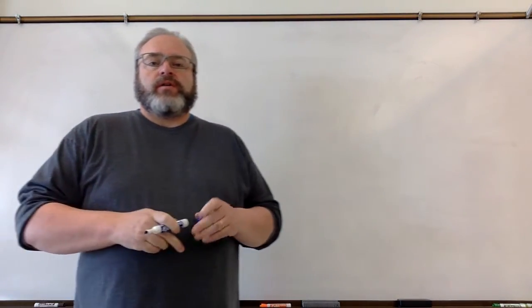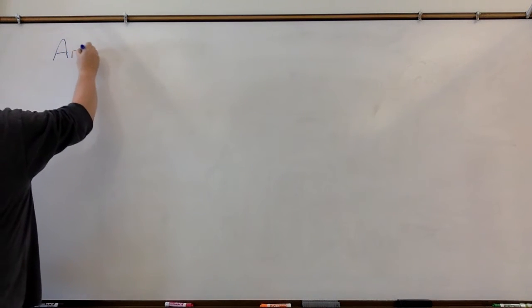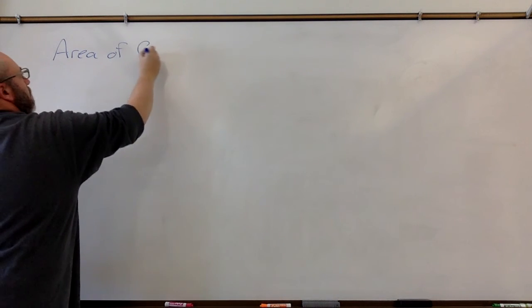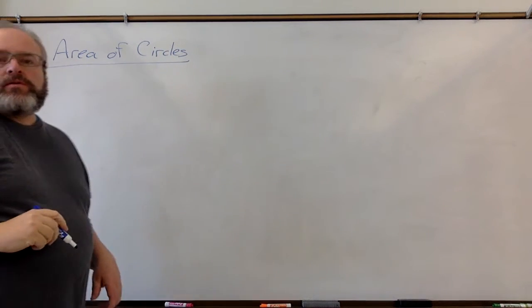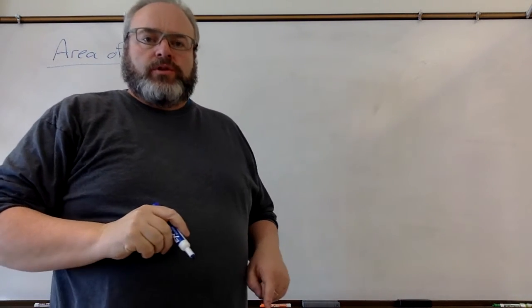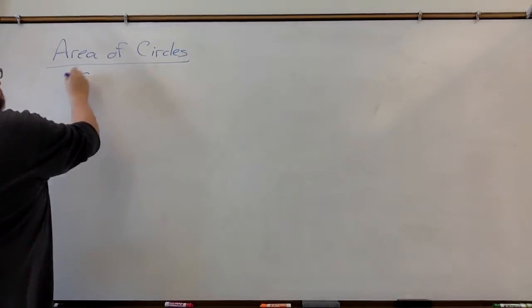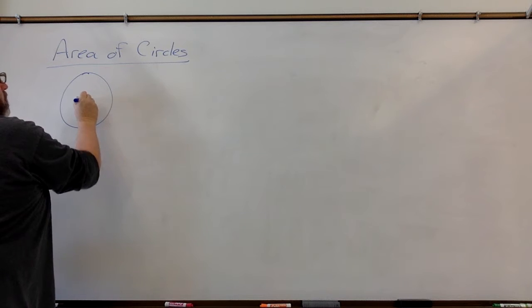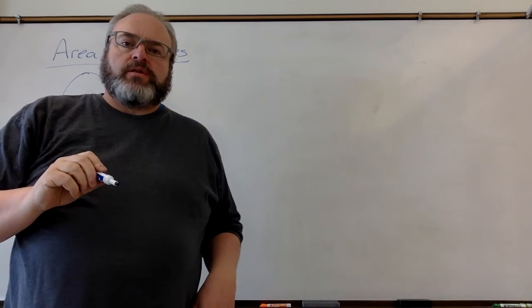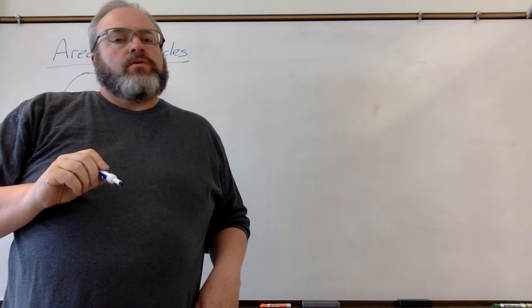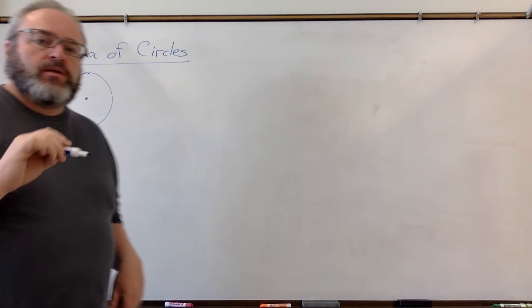Let's look at finding the area of circles. To find the area of circles, you need to be familiar with the parts of a circle. So all circles have a center, and using that center, you can find the radius and the diameter.